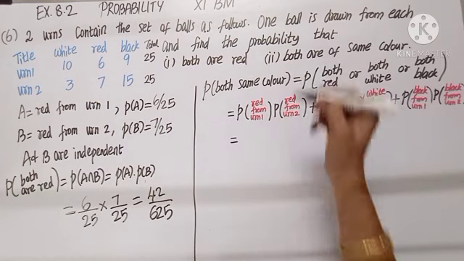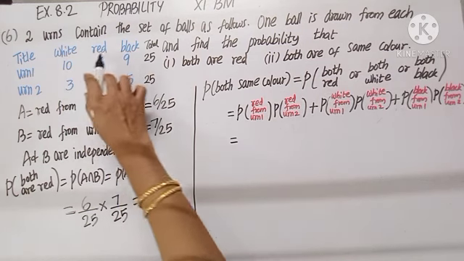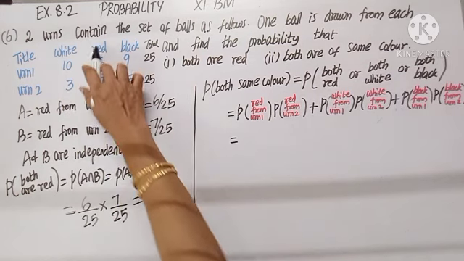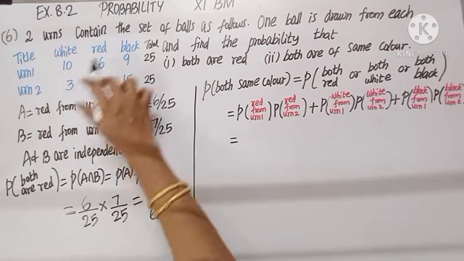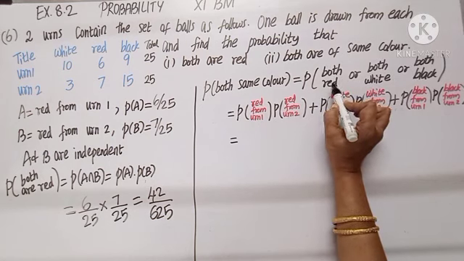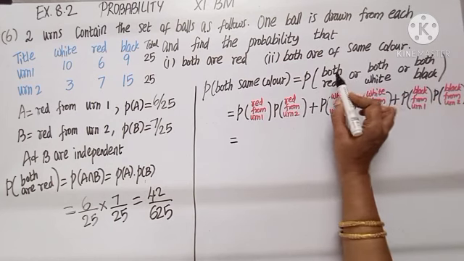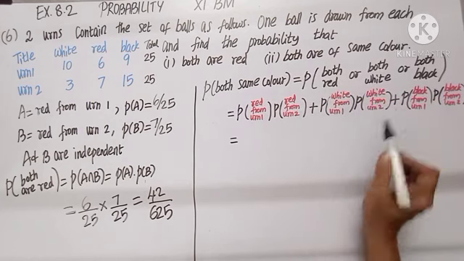The second subdivision: both are of the same color. There are 3 different colors. Both can be red, or both can be white, or both can be black. Both are red. Again, independent events. Whenever OR comes, remember to add it. Whenever AND comes, let us multiply.